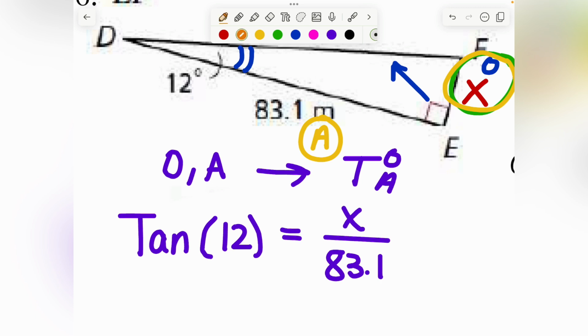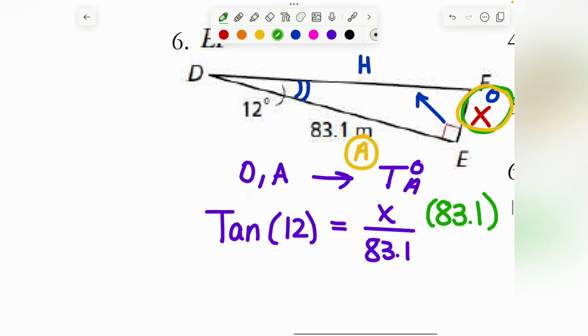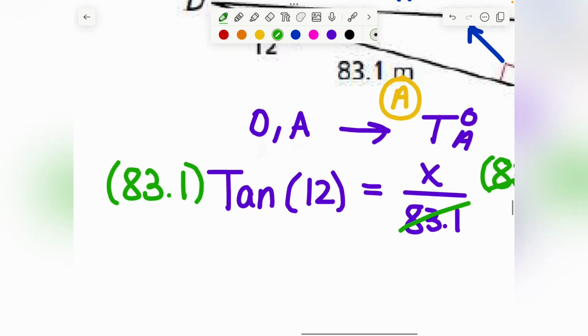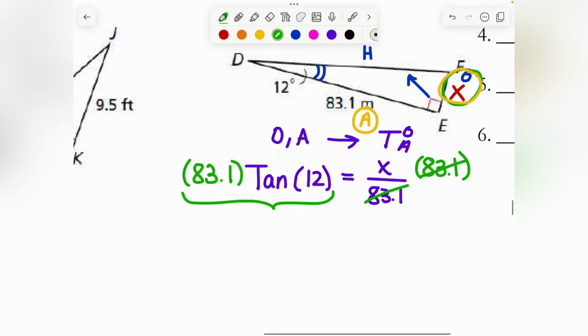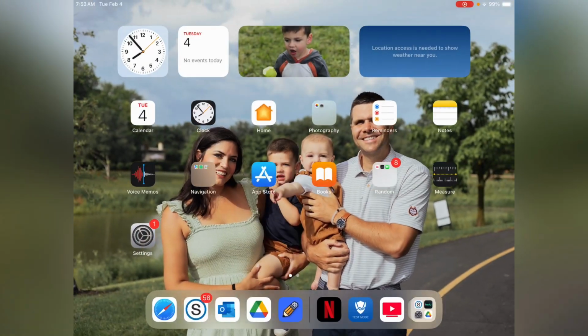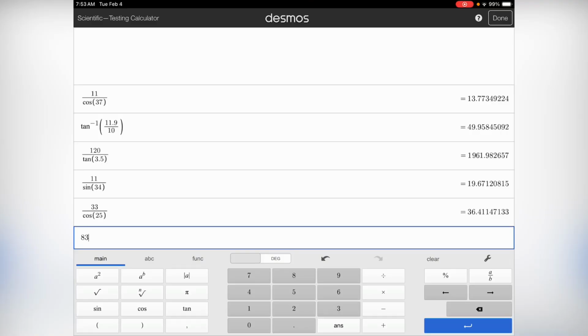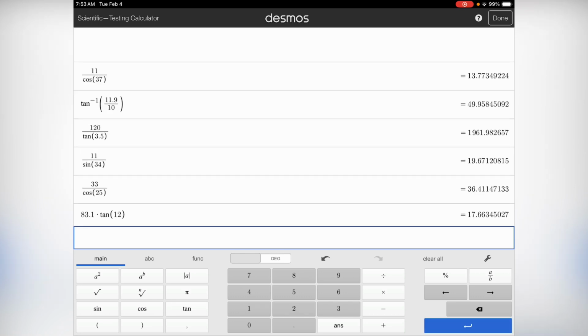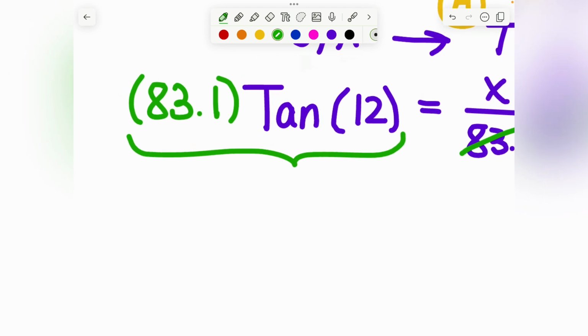Now this time we don't do a switch because the x is not on the bottom. All you want to do is get rid of this divided by 83.1. So I'm going to multiply it to the other side. So that cancels. And all I have to do is type that in my calculator. 83.1 times tangent of 12. And I get 17.66. And that's it.